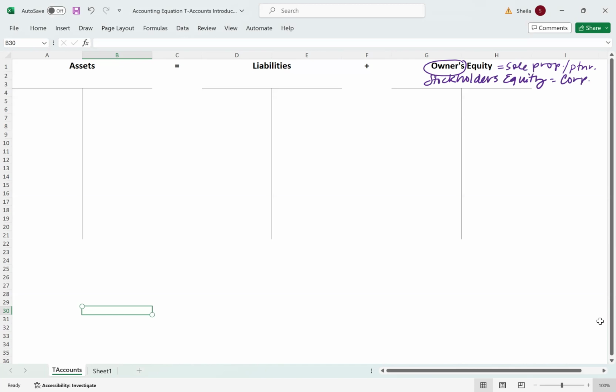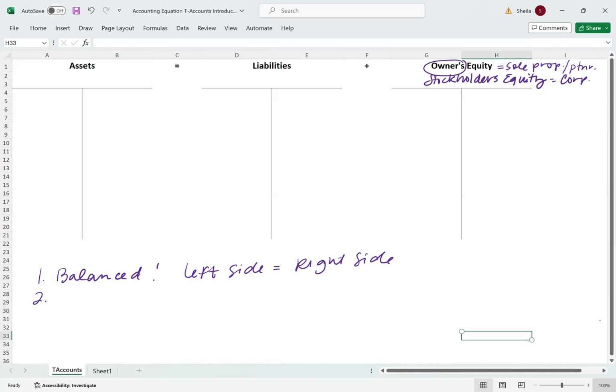Now, as we're learning debits and credits, one thing we always have to keep in mind is, first of all, keep the equation balanced. That means that the left side must equal the right side. We know that through the equation, assets equals liabilities plus owner's equity or stockholders' equity. The second part of this is that debits must always equal credits. In the accounting world, that's how we record everything that happens. We never record it as an increase or a decrease. We record it as a debit and a credit.